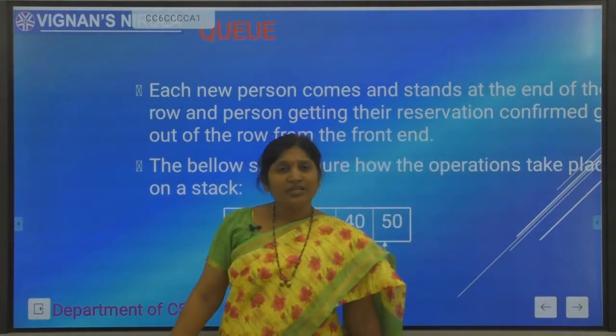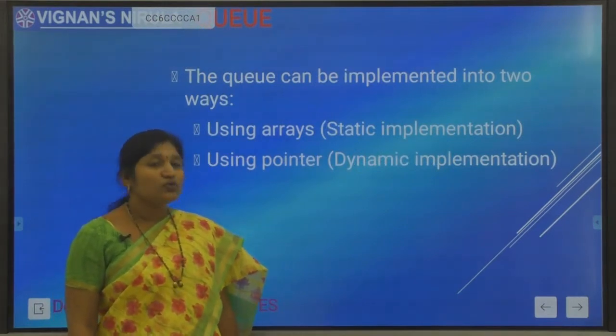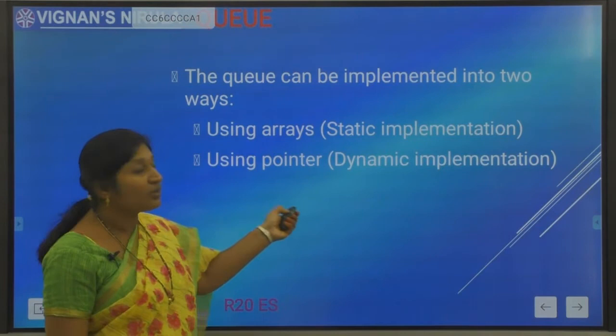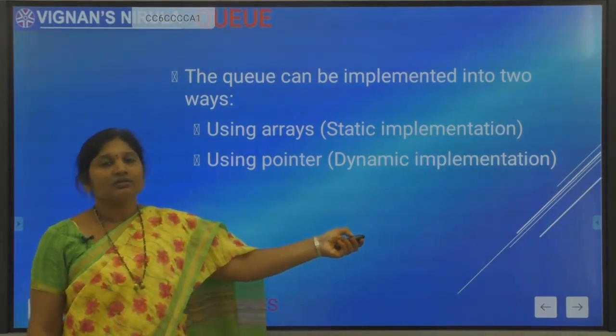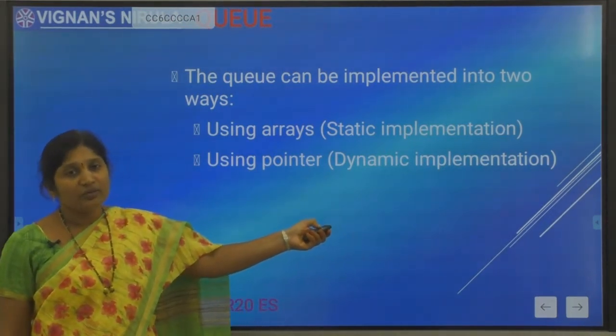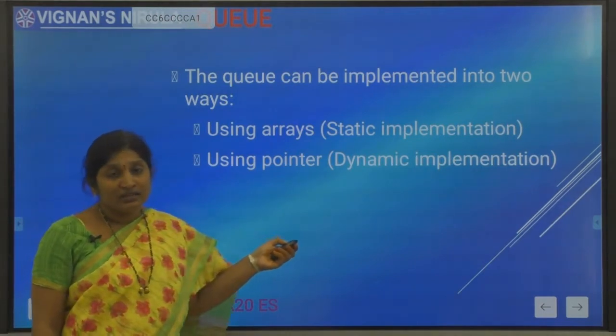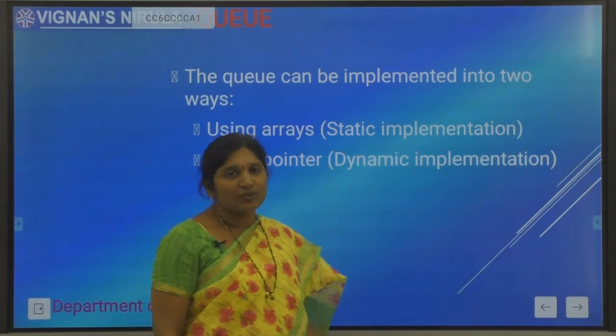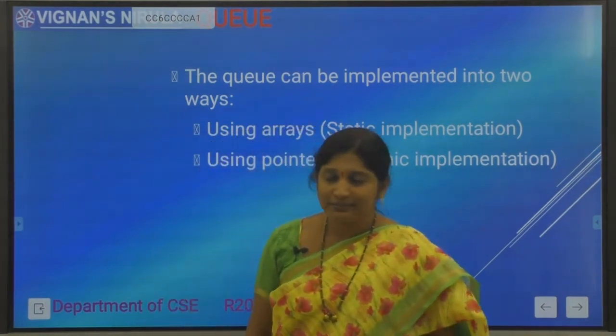Similar to stacks, queues can also be implemented in two ways: by using the array representation, giving the static implementation, or by using the linked list representation with pointers, giving the dynamic implementation of the queues.